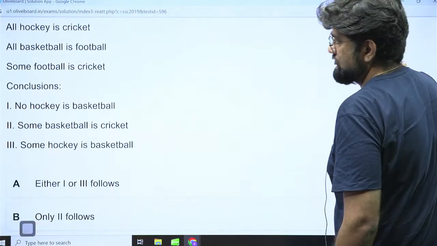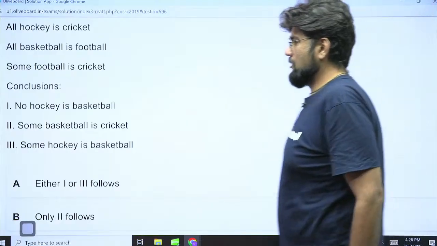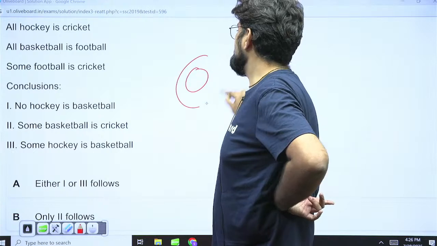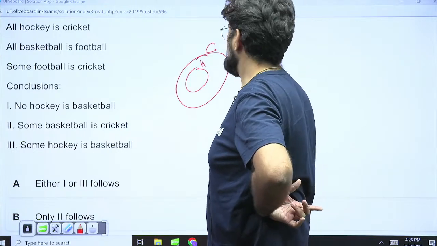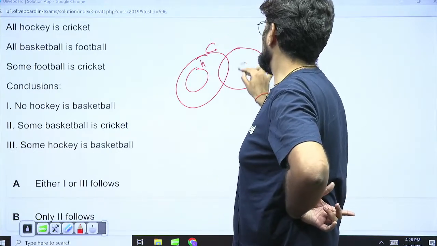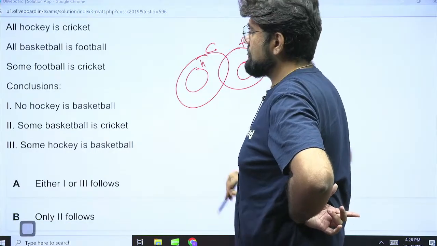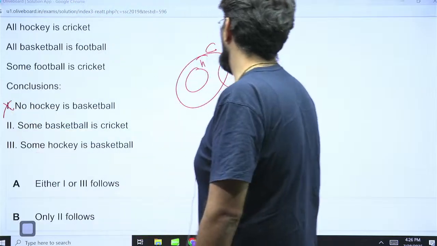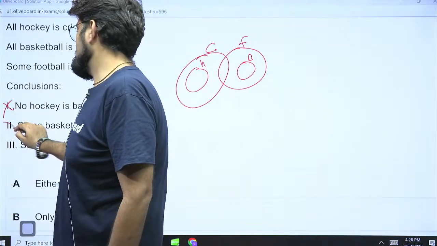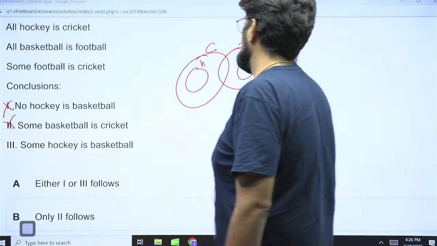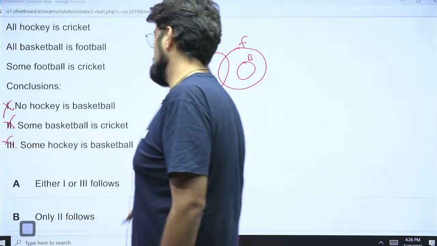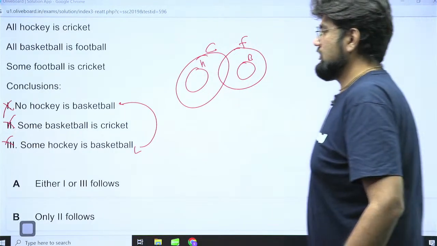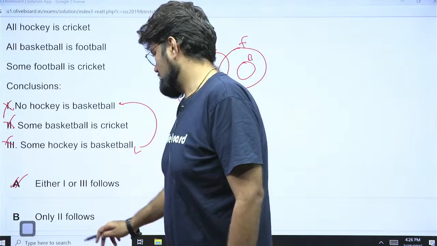Syllogism. All hockey is cricket. All basketball is football. Some football is cricket. No hockey is basketball. I cannot conclude that because they are not connected. Some basketball is cricket. I cannot conclude that because they are not connected. Some hockey is basketball. Again, I cannot conclude because they are not connected. So these two, I think it's pretty clear. They will follow either or case here. So either 1 or 3 follows. Option A should be the right one.